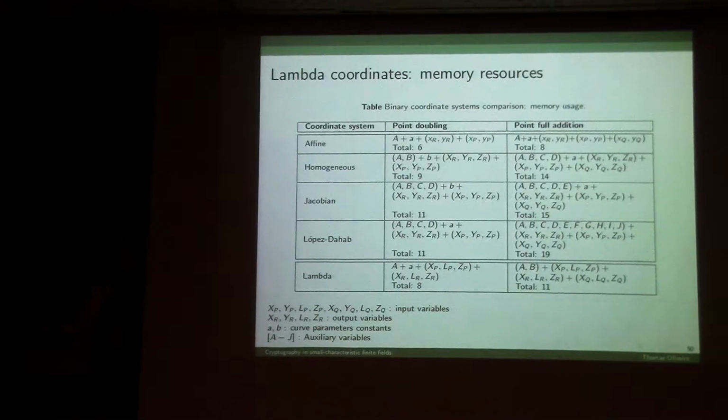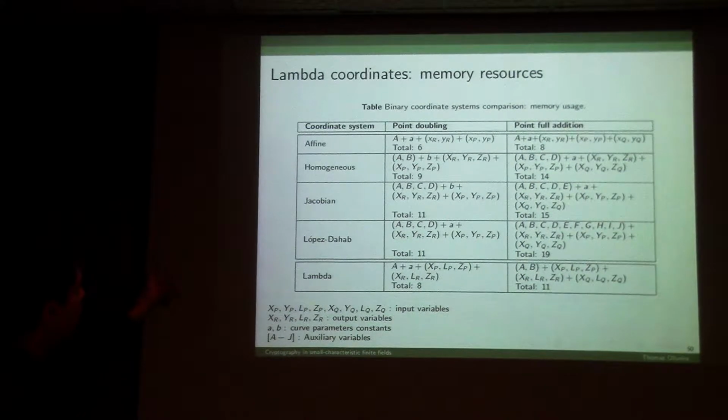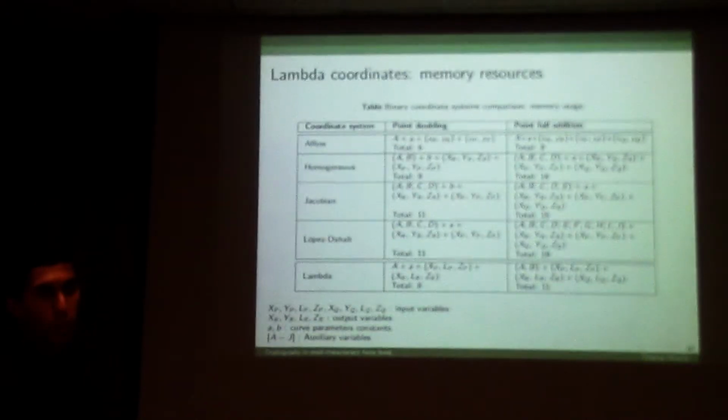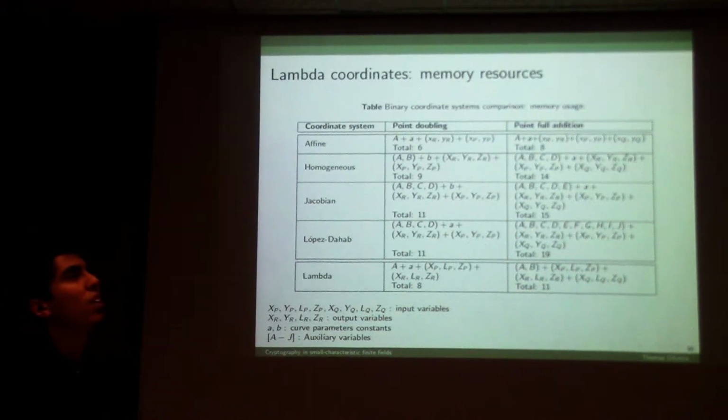So here is the memory resource for all of those coordinates. The capital letters are auxiliary variables. The small letters like A, B are parameters, and R are outputs, P and Q are inputs. So we are considering that we need all of those variables at the same time in the memory, which is not true. We can optimize it.